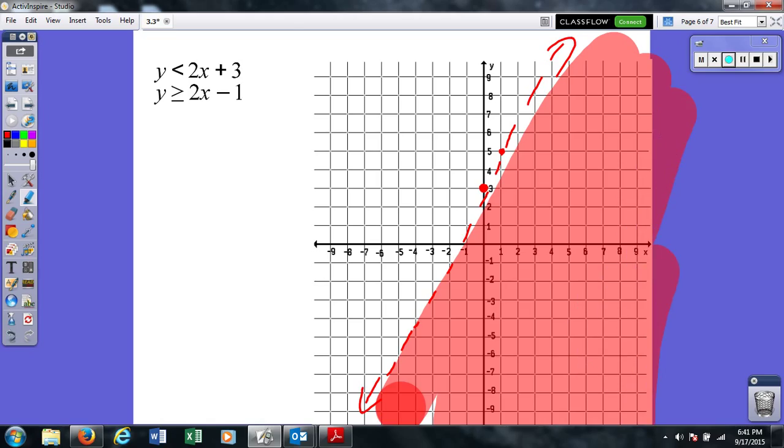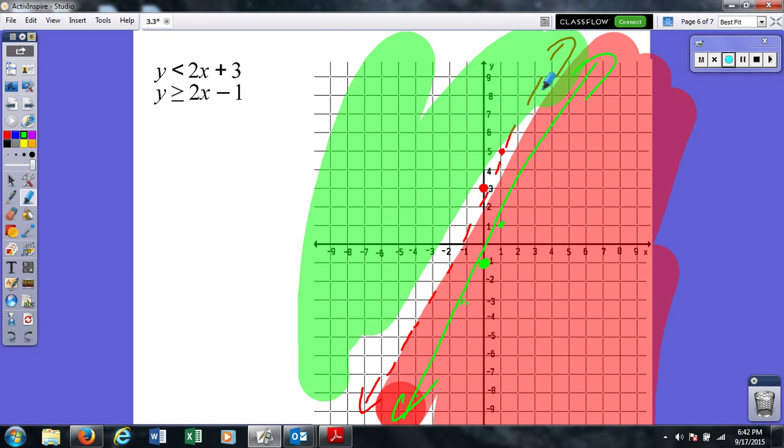The second inequality has a y-intercept of -1 and the slope of 2, so we go up 2 to the right 1. This one's a solid line. And my pen's not working. There we go. Okay, I got a little bit off the point there, but that's okay. And then we shade above. It says y is greater than or equal to for the second one. So we're going to shade above.